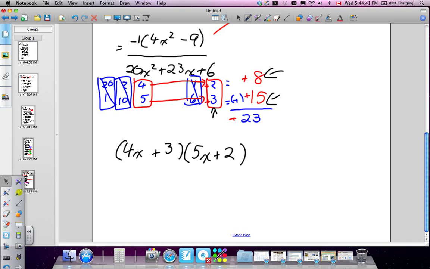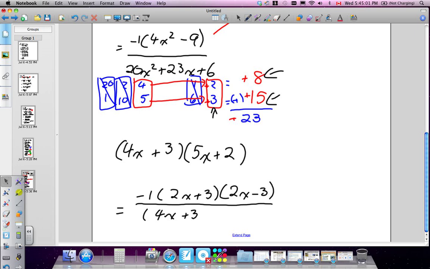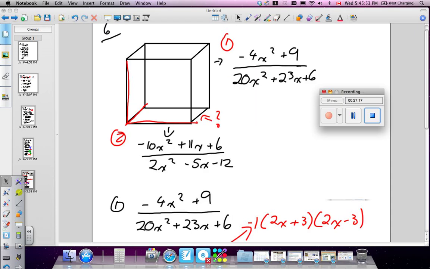So all we did was factor the bottom there. So let's rewrite our question. We know we have negative 1, 2x plus 3, 2x minus 3, correct? And we have 4x plus 3, 5x plus 2. So now what we've done is we've factored all of this question here. We simplified the first part. Nothing really canceled out, but we got our answer.